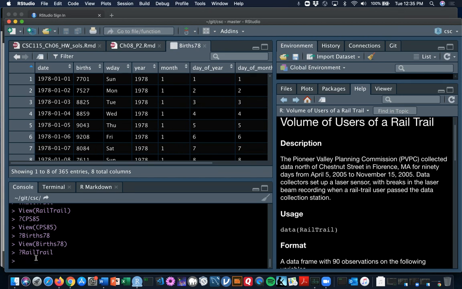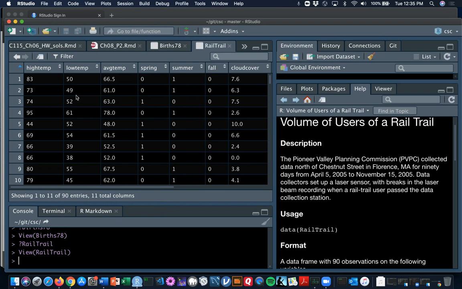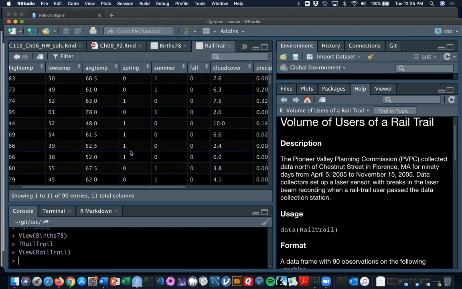The columns are information about the day. Now, to get a better idea, you can also run View(RailTrail), View with a capital V. And when you run that, an Excel-looking spreadsheet representation of the data frame comes up. Again, every row is a day. They've recorded the high temperature for the day, the low temperature for the day, in degrees Fahrenheit, I guess, the average temperature for the day, and then three variables that are 0, 1 variables. That's called indicator variables sometimes.